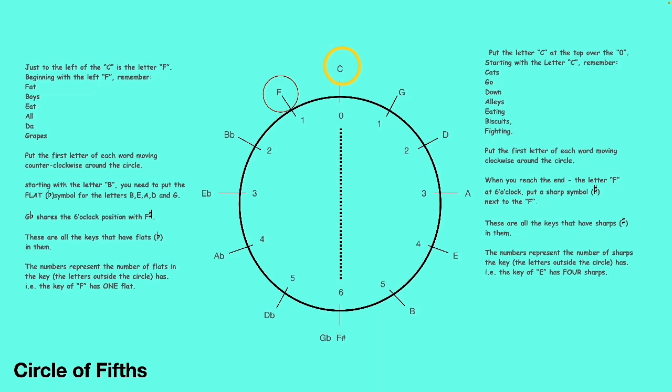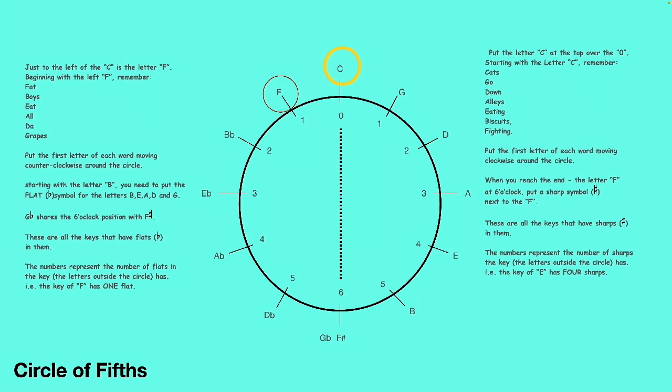G flat is going to share this position with F sharp. We'll go to that in a second. And these on the left are all the keys that have flats in them. The numbers on the inside of the circle represent the number of flats in that key, which is the letter outside the circle. For instance, the key of F has 1 flat.